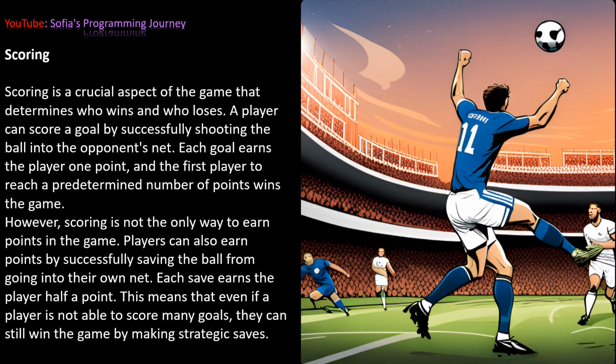Scoring is a crucial aspect of the game that determines who wins and who loses. A player can score a goal by successfully shooting the ball into the opponent's net. Each goal earns the player 1 point, and the first player to reach a predetermined number of points wins the game. However, scoring is not the only way to earn points in the game.